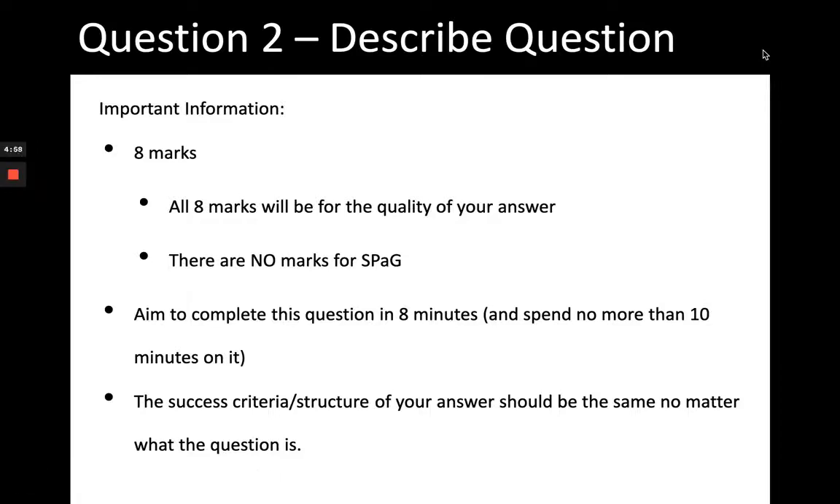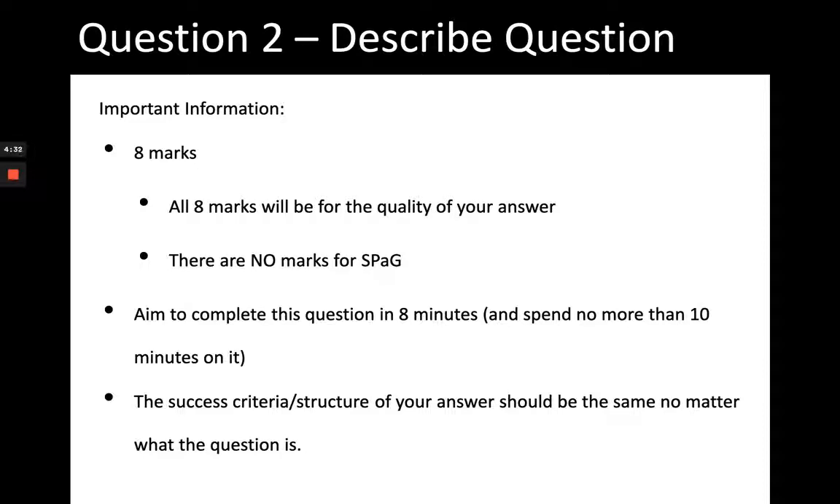Hi Year 10, today you're going to be answering question 2 of the exam paper, and that will be a describe question, okay? So this will be worth 8 marks, and all 8 marks are going to be for the quality of your answer. There's no marks for spelling, punctuation or grammar. You want to aim to complete this question in 8 minutes, and you want to spend no more than 10 minutes on it, okay? So that's including planning it and giving it a quick proofread.